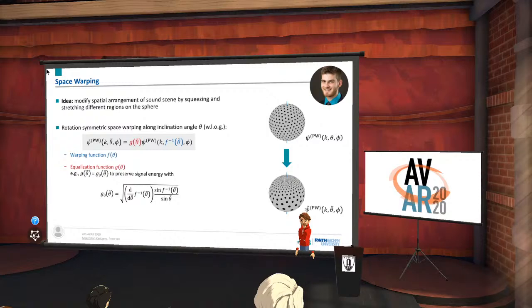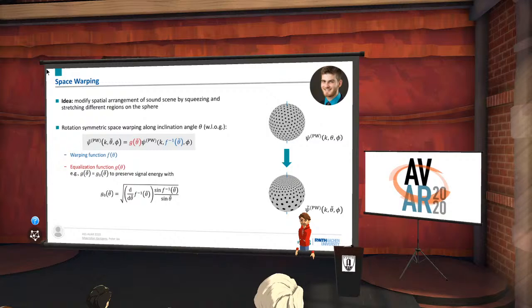And the formula for the space warping is simply what you see here. We replace the angle theta by f, the inverse of f of theta tilde. So f is a warping function. And we only consider space warping along the inclination angle theta because we can simply rotate our ambisonic signal without any loss, and then we can only consider signals and warping along the z-axis.